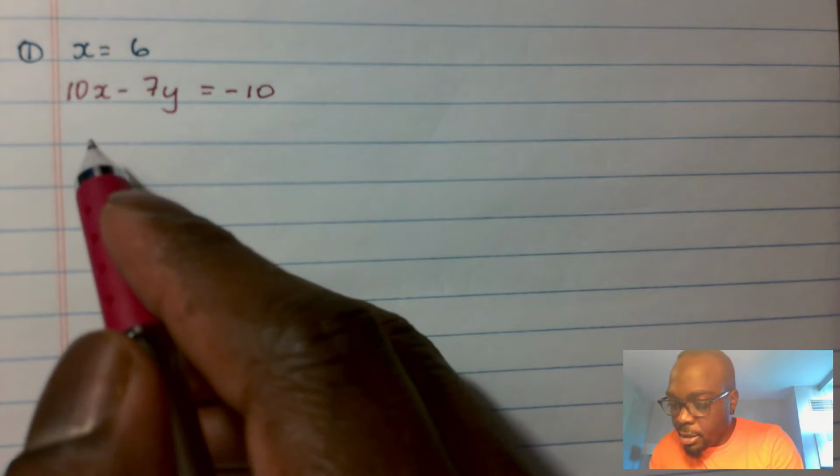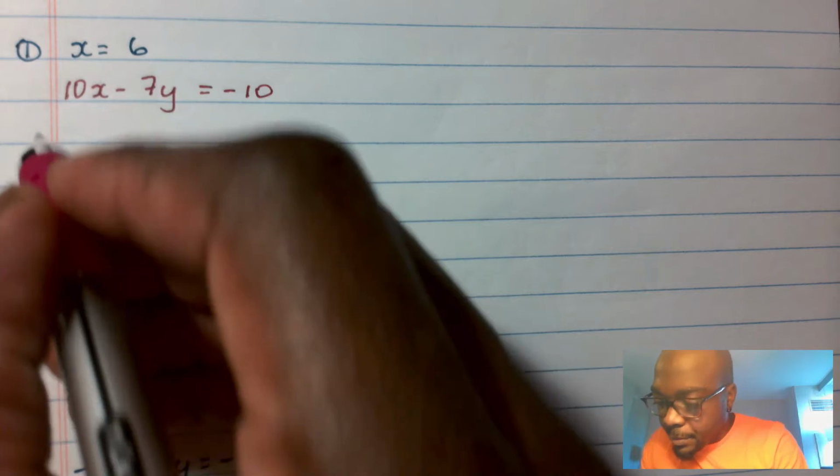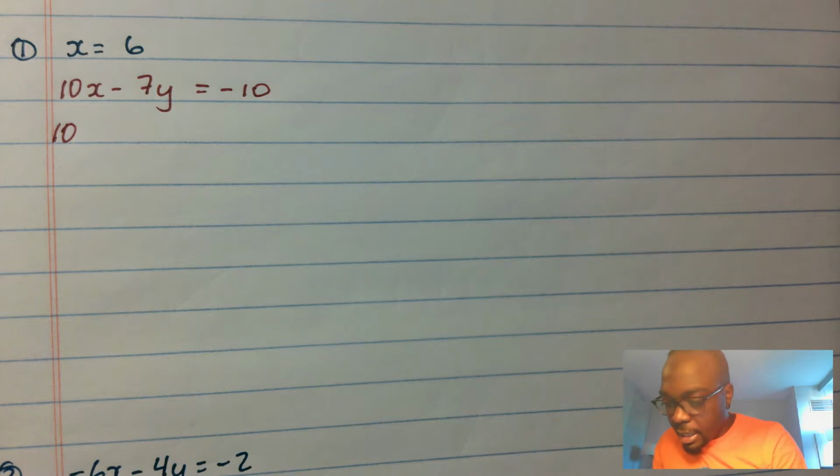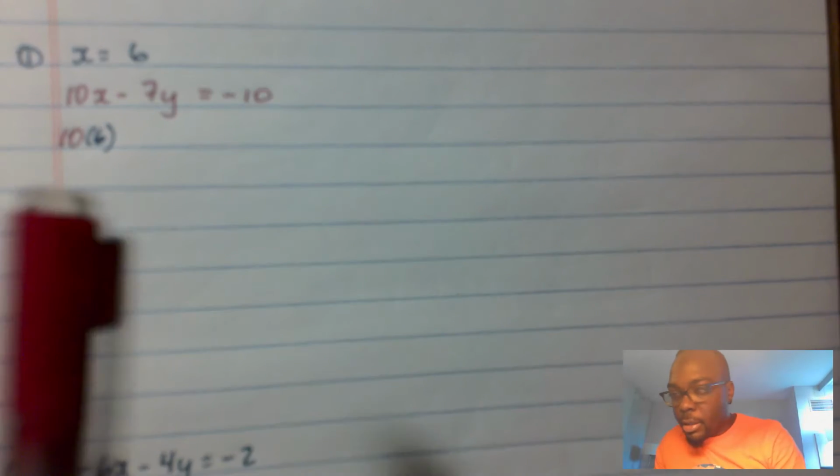I'm going to rewrite this equation, but wherever I see x, I'm going to replace it with 6. So I have 10, and instead of putting x, I'm going to replace it with 6. And then I have minus 7y is equal to negative 10. All right. Sorry about the blurriness. Should be there now. There you go. So here I replace it with 6, and now I've got to solve.